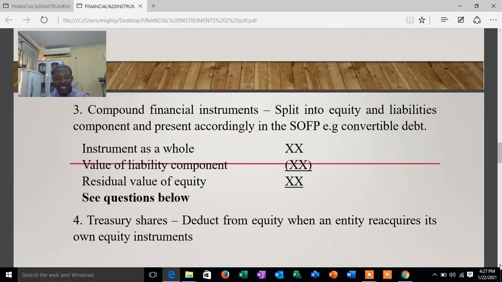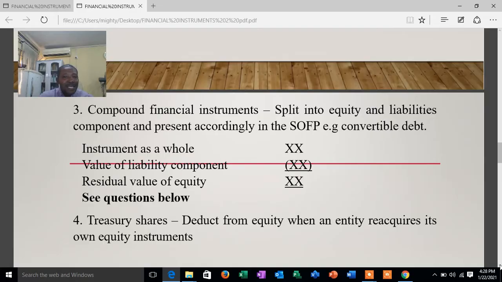A convertible debt, for instance, creates a primary financial liability of the issuer and grants an option for the holder of that instrument to do what? To convert it into an equity instrument. That's ordinary share capital of the issuer. So as far as the holder is concerned, the holder can decide to convert that into a what? Into ordinary shares of the company, instead of still regarding it as a debt.